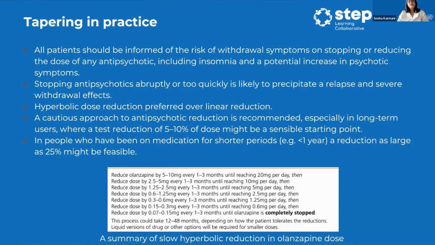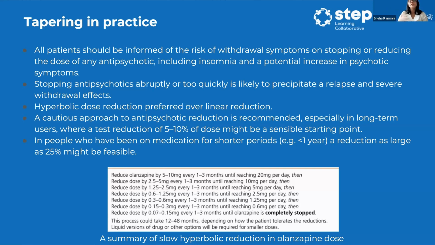Now, in practice, it's important that all patients are informed of the risk of withdrawal symptoms on stopping or reducing the dose of any antipsychotic, including insomnia, potential risk in psychotic symptoms. Stopping them abruptly or too quickly is likely to precipitate a relapse and severe withdrawal. Also, hyperbolic dose reduction is preferred over linear reduction. I've given an example below. So you need to very cautiously reduce the antipsychotic drug, especially in long-term users.